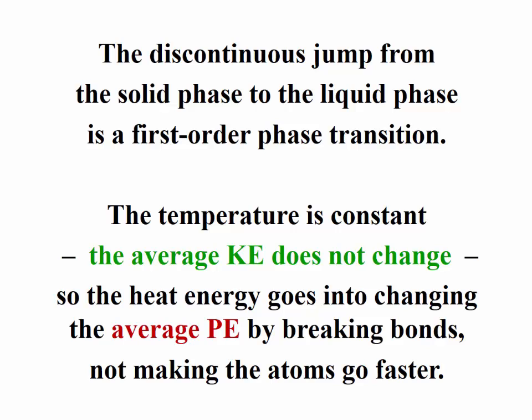The discontinuous jump from solid to liquid phase is a first-order phase transition. The temperature is constant. The average kinetic energy does not change. The atoms aren't moving any faster when they're in the liquid. What the heat energy has done is changed the average potential energy by breaking bonds rather than making the atoms go faster.